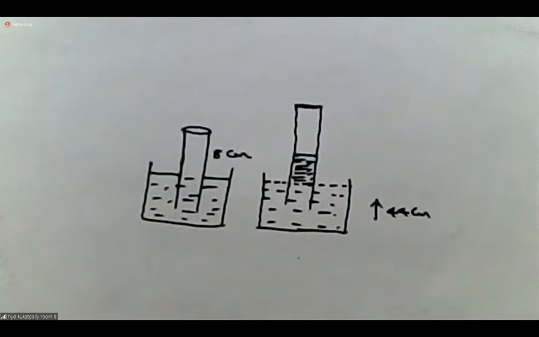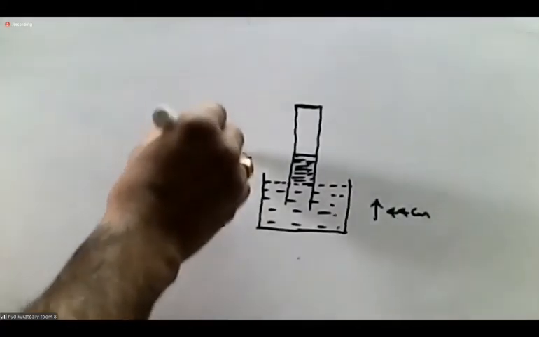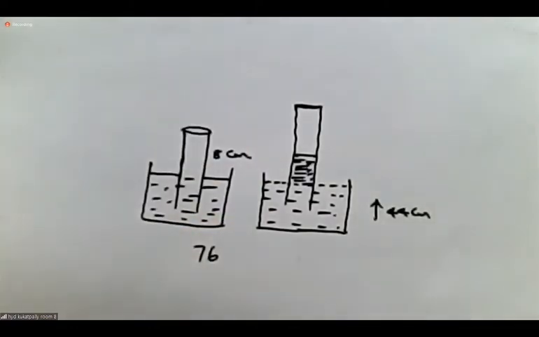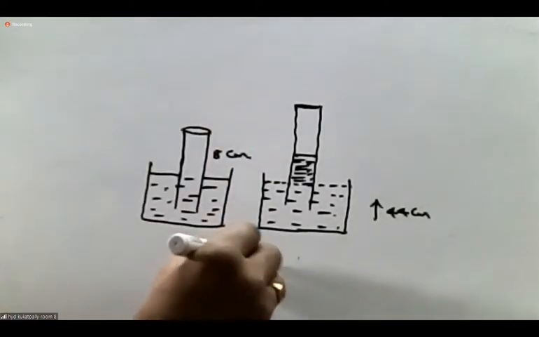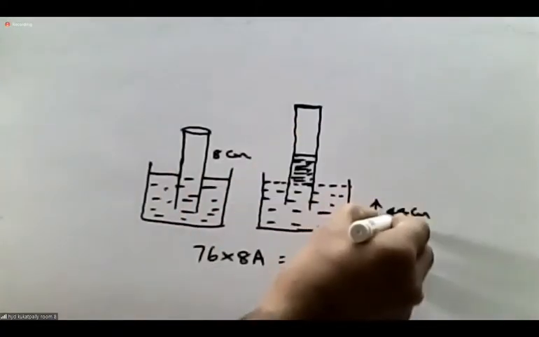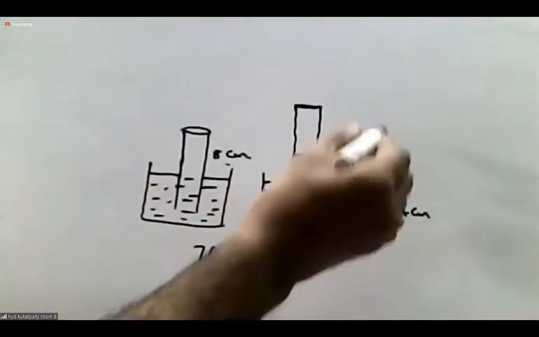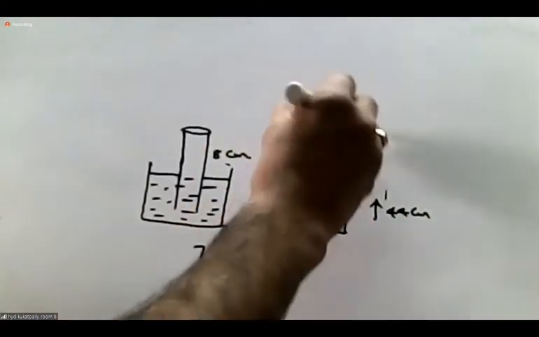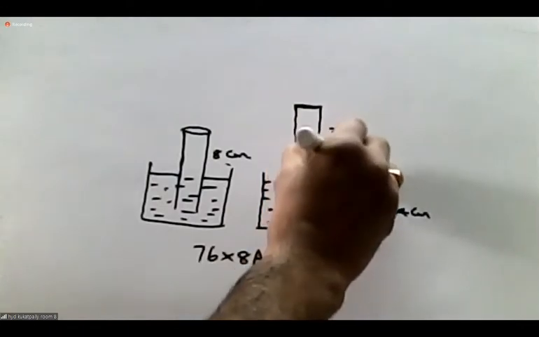Boyle's law for the air column you apply. So, open to sky, 76 into 8 into area. This is P into V for the air here. Here, 44 you move. Already 8 is there, 44 you moved. Total will be 52. So this is X, and this will be 52 minus X.